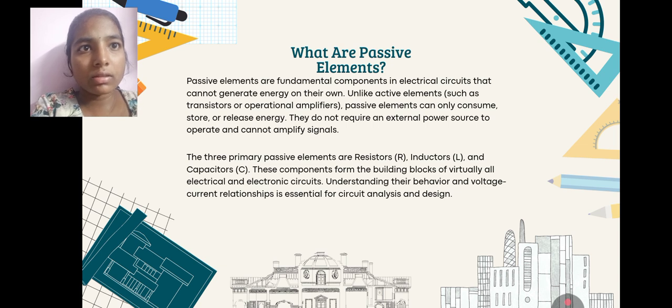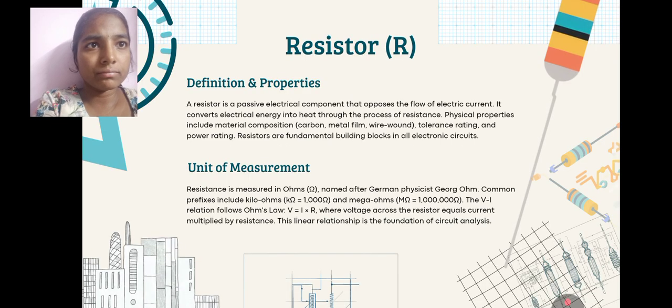The three primary passive elements are resistor, inductor, and capacitor. These components form the building blocks of virtually all electrical and electronic circuits. Understanding the behavior and voltage-current relationships is essential for circuit analysis and design. Resistor.